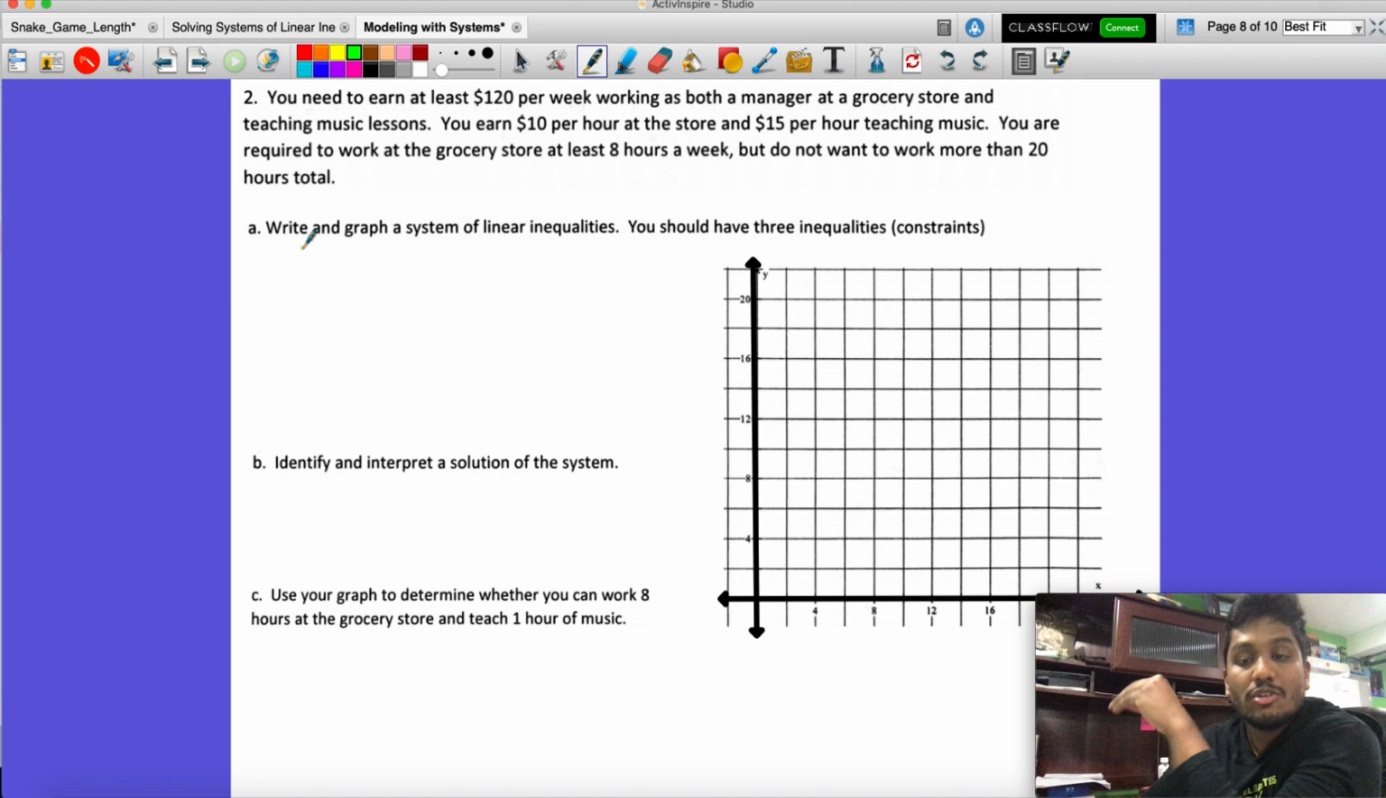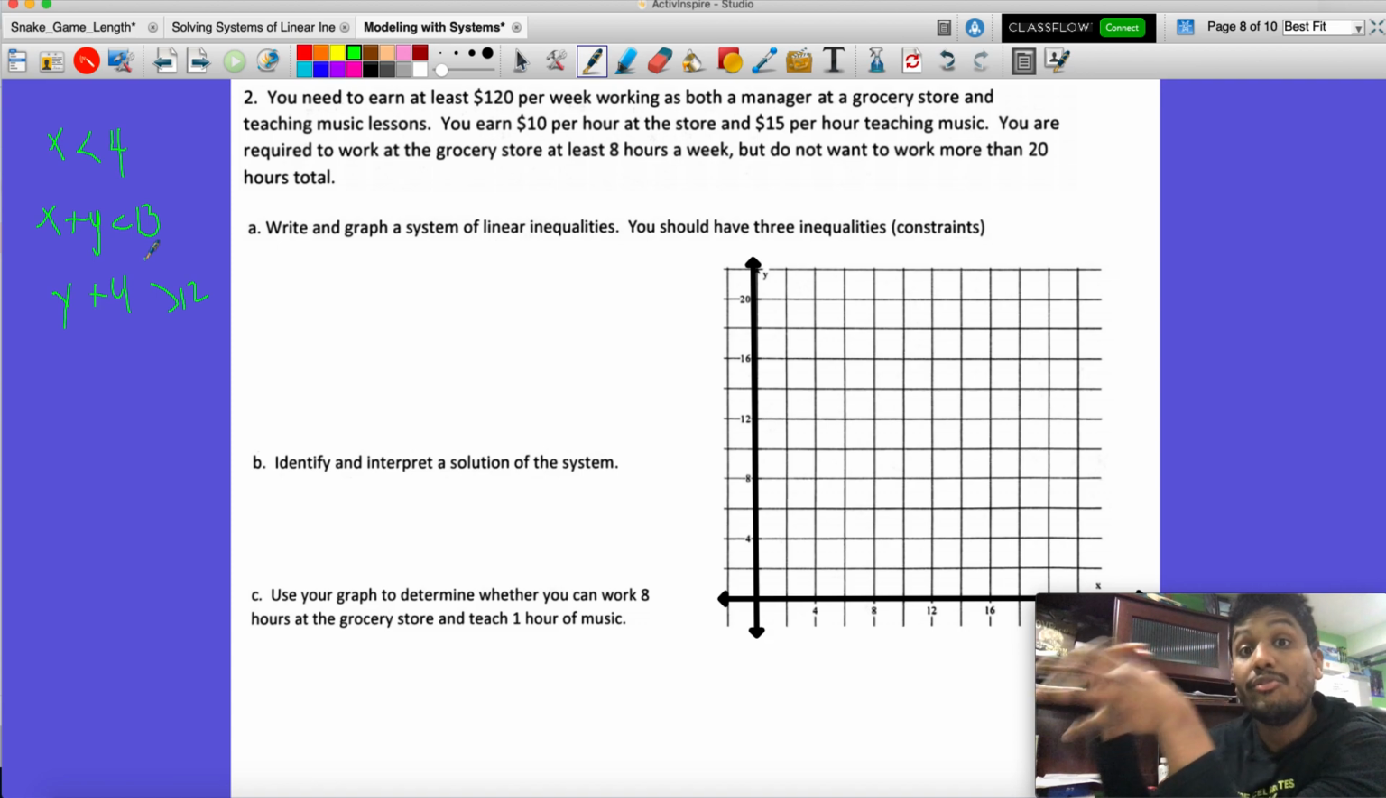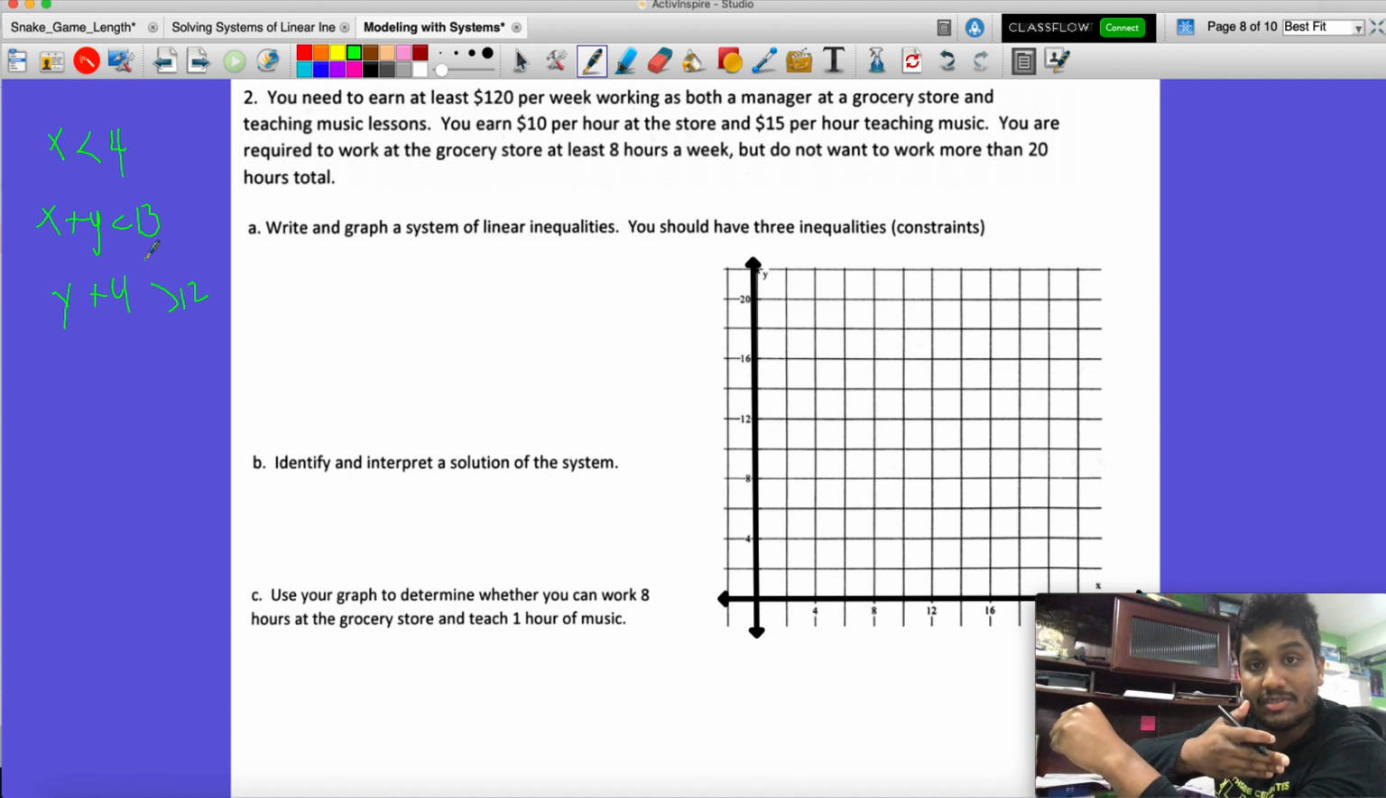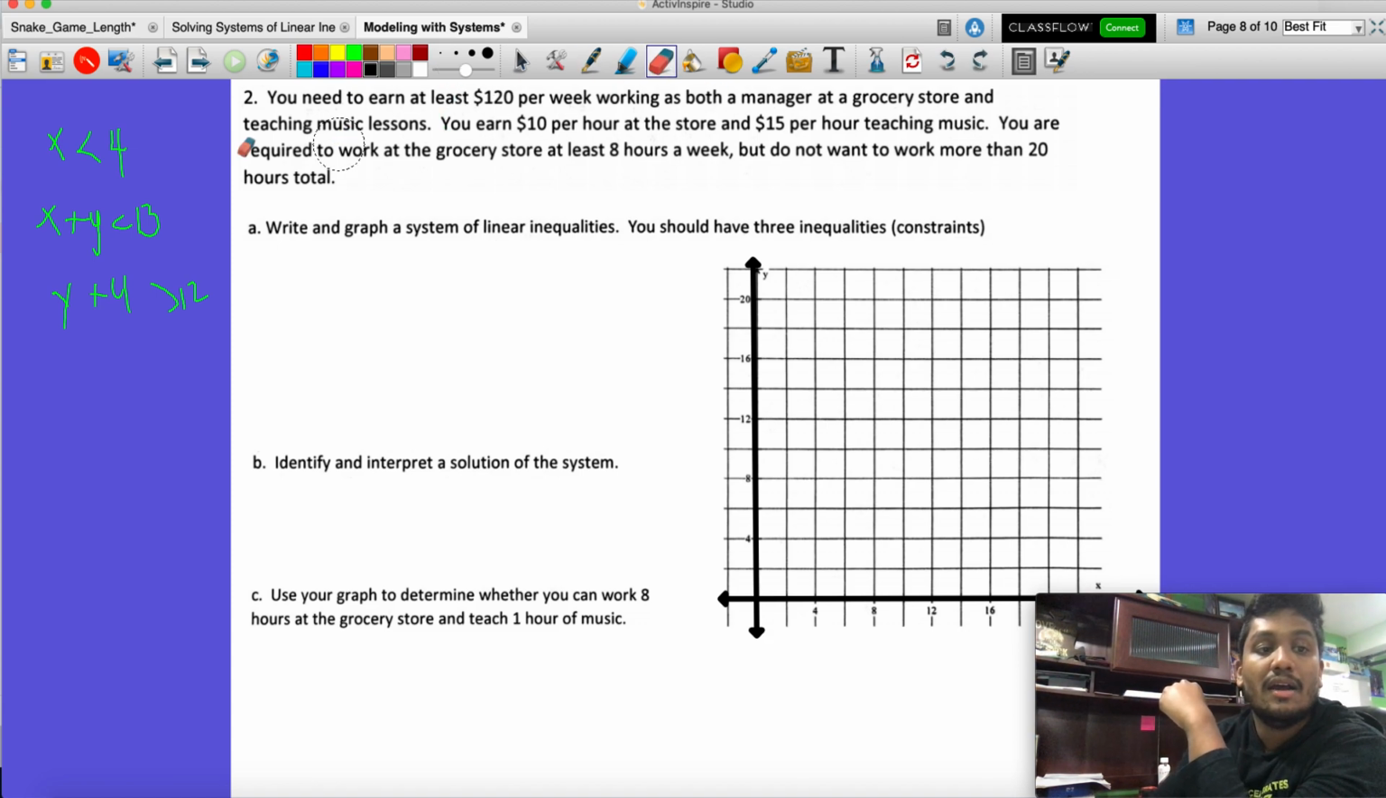Now in the first problem, it says write and graph a system of linear inequalities, and that you should have three constraints. A constraint is, for example, like in the inequalities that we had, x is less than 4, that's a constraint. Or that you have something less than 13 and y plus 4 is greater than 12. These are all constraints, boundaries that they can't cross.